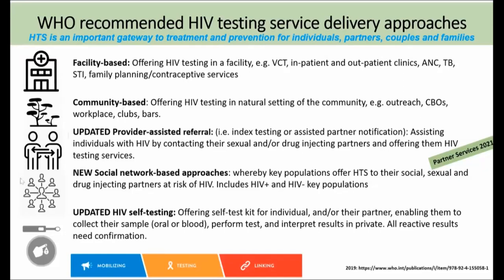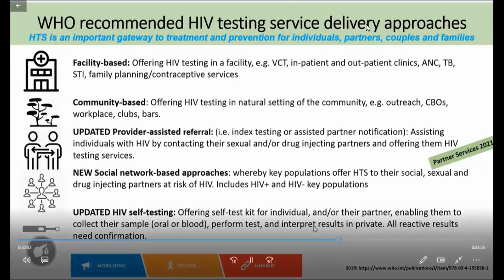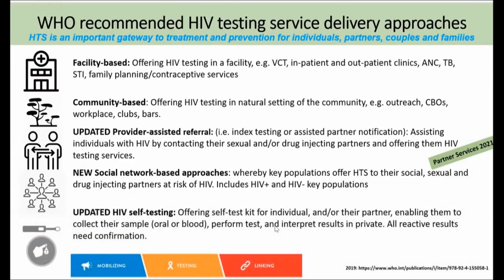Then HIV self-testing is also coming up in the program. These kits can be provided to individuals for themselves or for their partners, enabling them to collect a sample, which can be oral or blood, and perform the test on their own at a place convenient to them. They will be counseled and informed about the need to come back to us if the result is positive, so that they can be linked for confirmatory testing and other appropriate services.